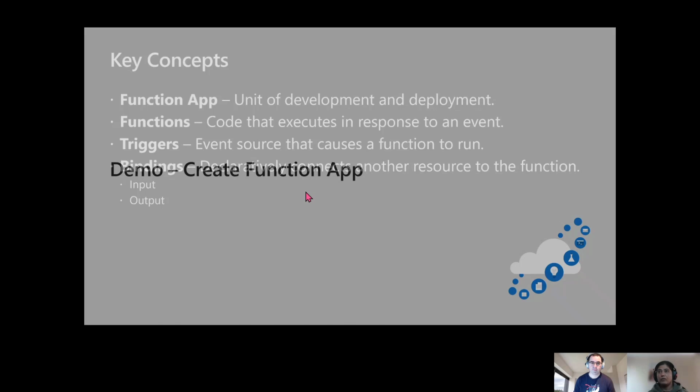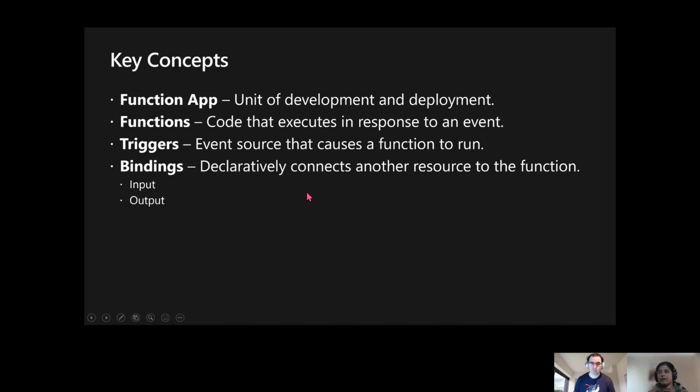Now we saw how we can create the function app, but we want to understand some key concepts. We created a function app, and there are a few terms we have been using, like function app and functions, and what does that really mean? So let's go into the details of what those key concepts are. Now, a function app is a unit of development and deployment. Okay. So that function app can have many functions. And a function app provides you an execution context in Azure in which your function is going to run.